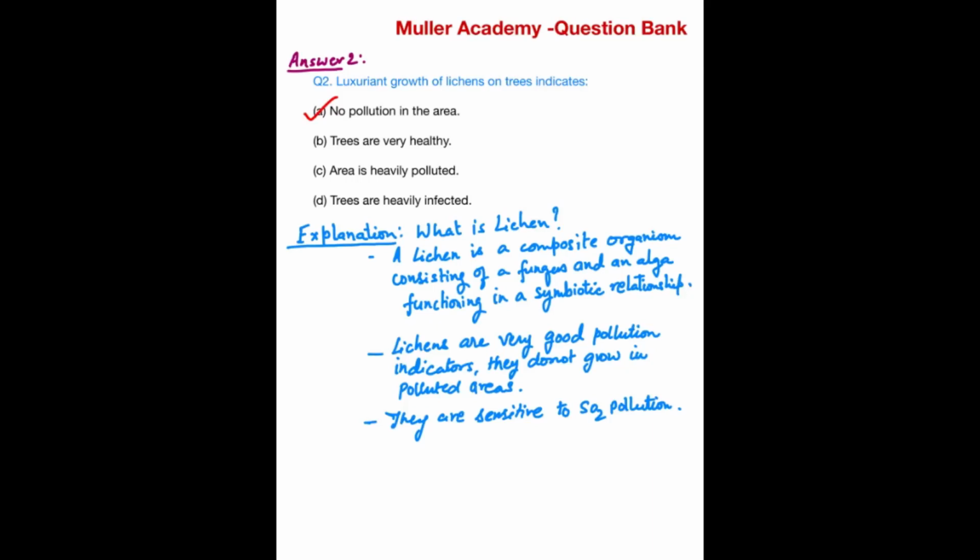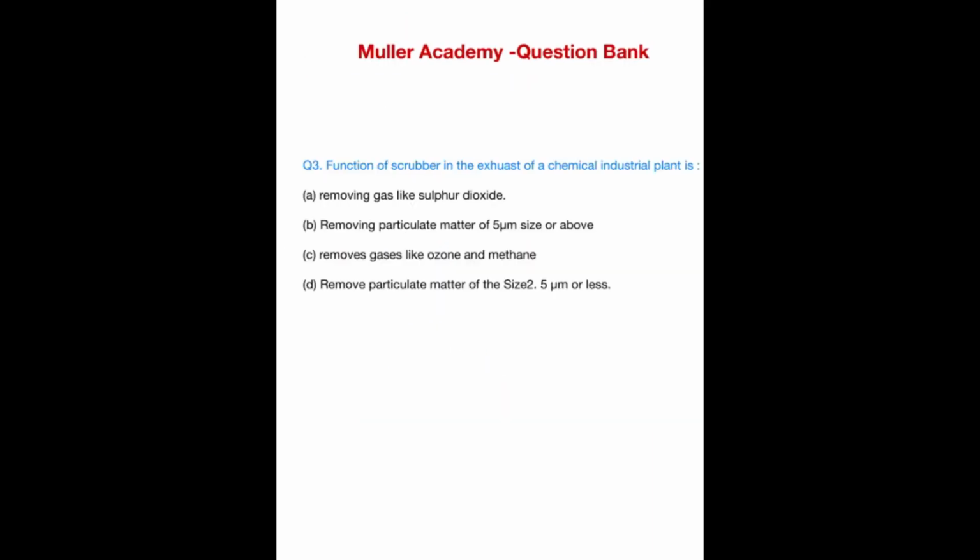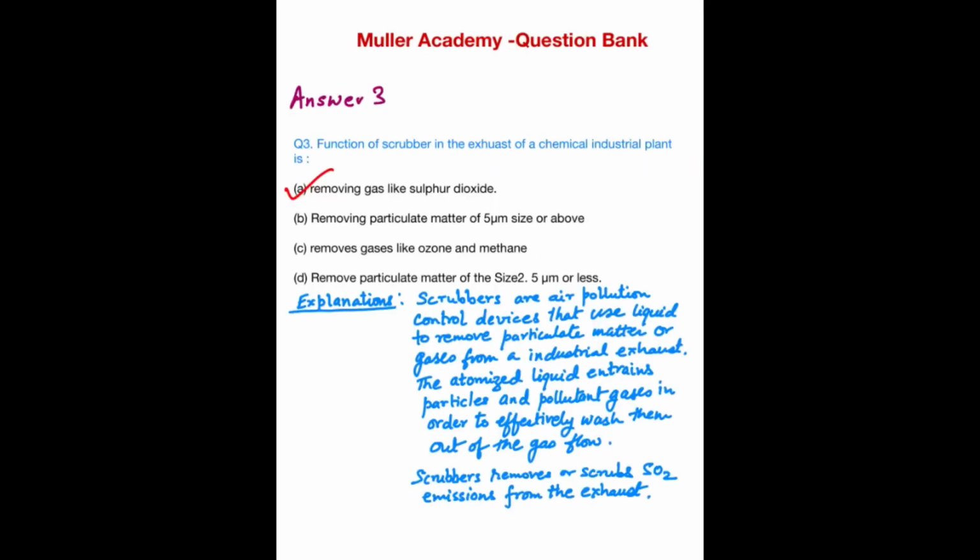So coming to the next question. The function of scrubber in the exhaust of chemical industrial plant is removing gas like sulfur dioxide, removing particulate matter of 5 micron size or above, removing gas like ozone and methane, or removing particulate matter of size 2.5 micron or less. So, coming to the answer, the first option is correct, removing gases like sulfur dioxide.